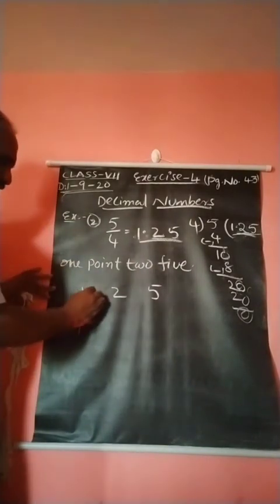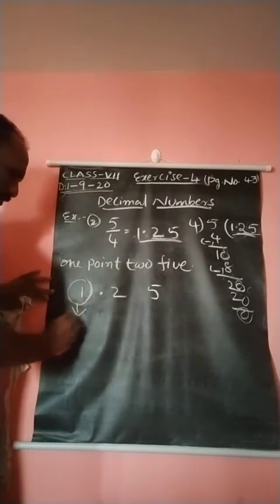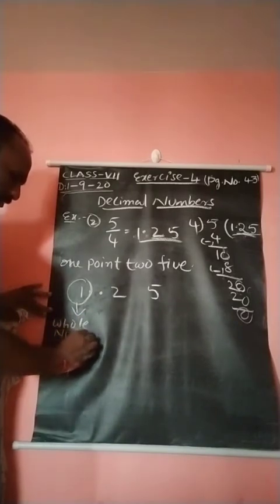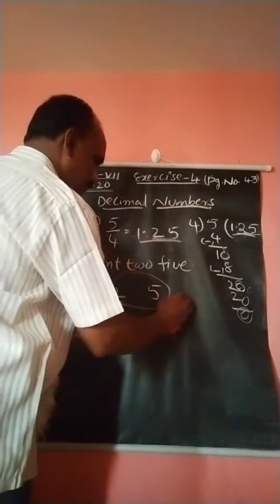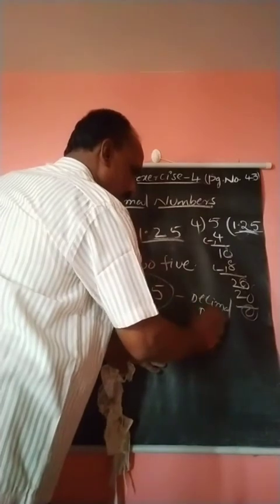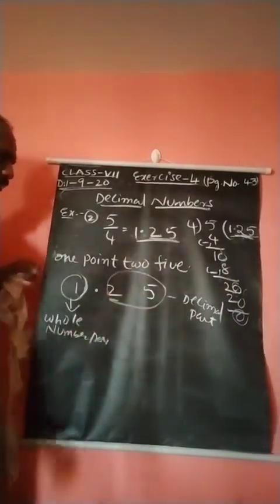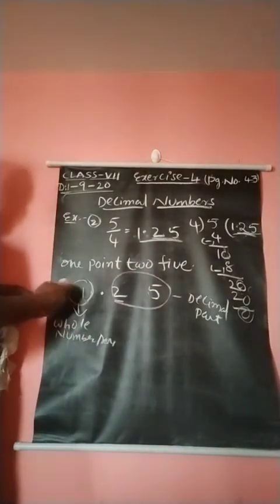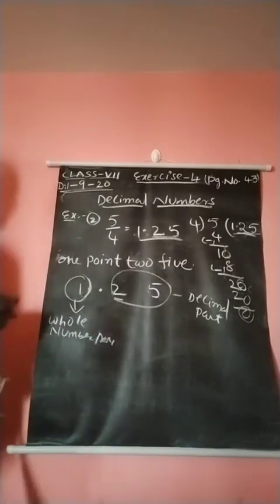In 1.25, this is the whole number part or integer part, and this is the decimal part. The 1 is the unit place. To the left of the unit come tens, hundreds, thousands, and it goes on like that.